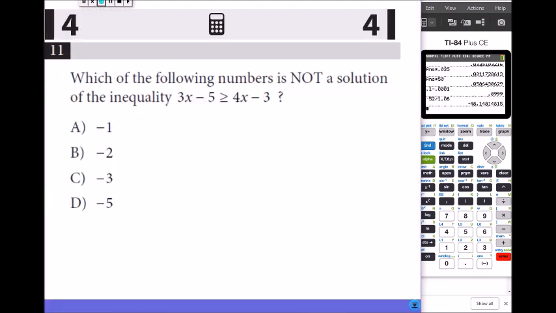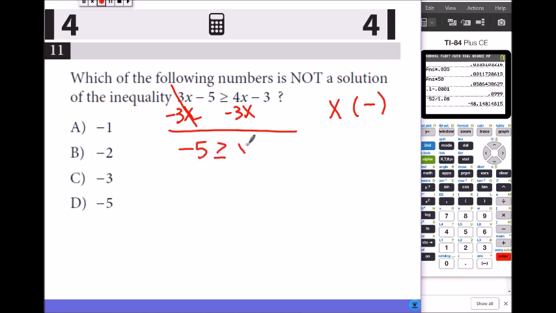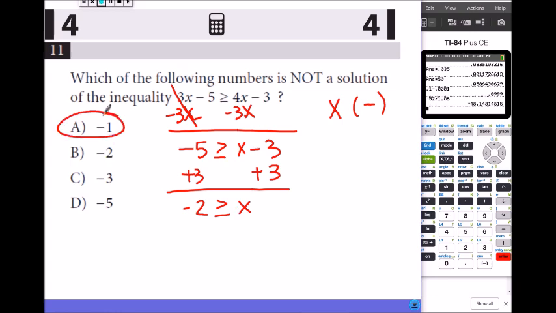Number 11. Which of the following numbers is not a solution of the inequality? So let's go ahead and solve it. It's better to move the smaller x's to keep the x positive. And the only time that you flip the inequality is when you multiply by a negative number. Okay? Not when you're subtracting, when you multiply by a negative number. So I get negative 5 is greater than or equal to x minus 3. So I get x is less than or equal to negative 2. That means it can't be greater. Negative 1 is greater than negative 2. So that cannot be your solution.